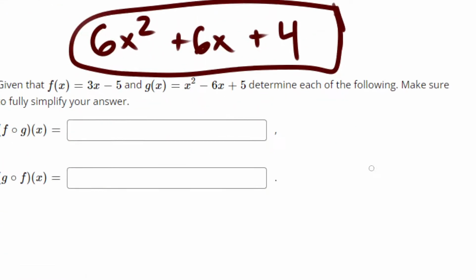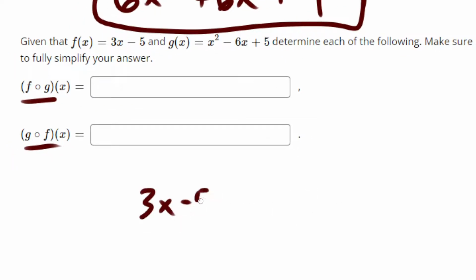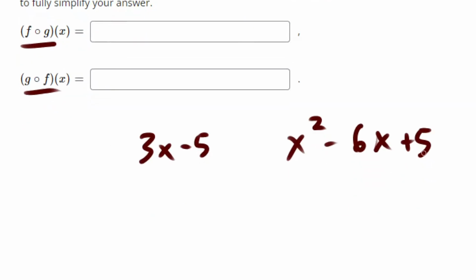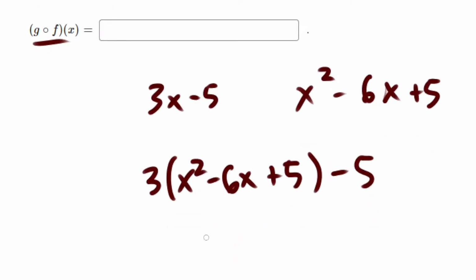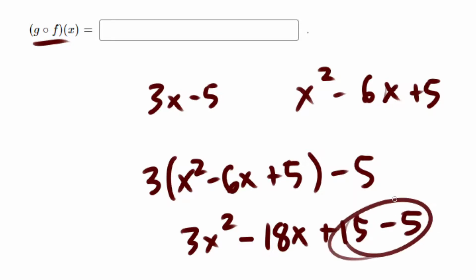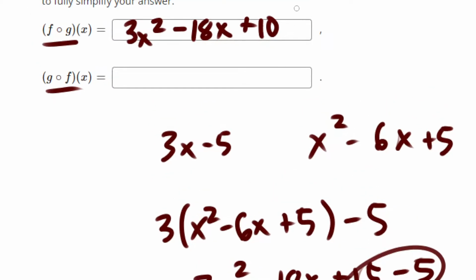Now this one's asking us to do the same thing, except this time we want f of g and g of f. So we have f of x equals 3x minus 5 and g of x equals x squared minus 6x plus 5. And for f of g, we'll take 3 times x squared minus 6x plus 5, and then minus 5. And so that will give us 3x squared minus 18x plus 15 minus 5. These will turn into 10. So we'll have 3x squared minus 18x plus 10 for our first one.